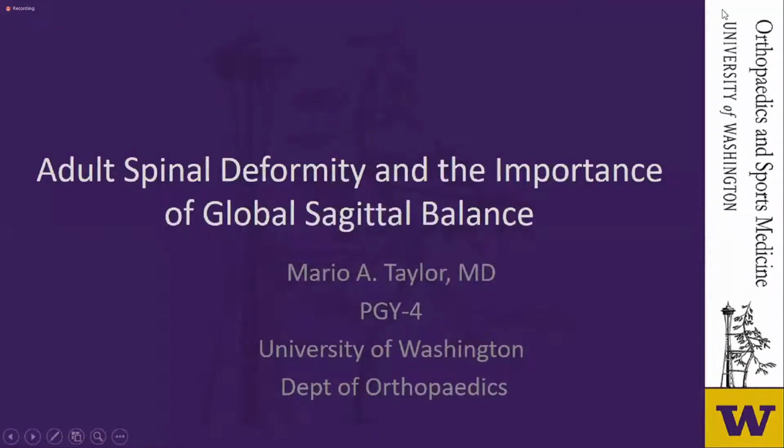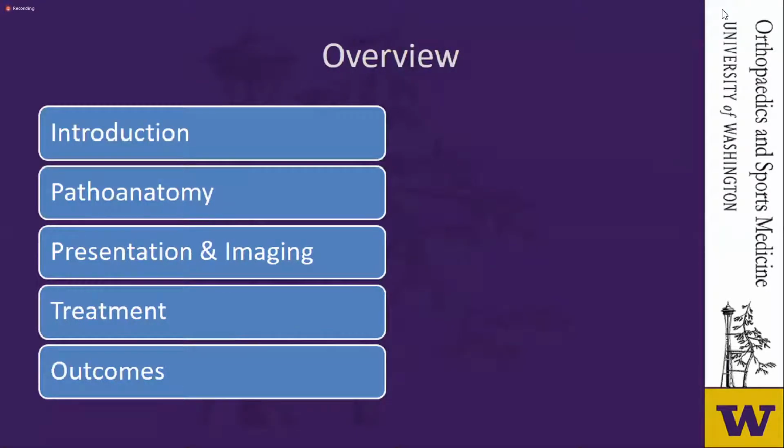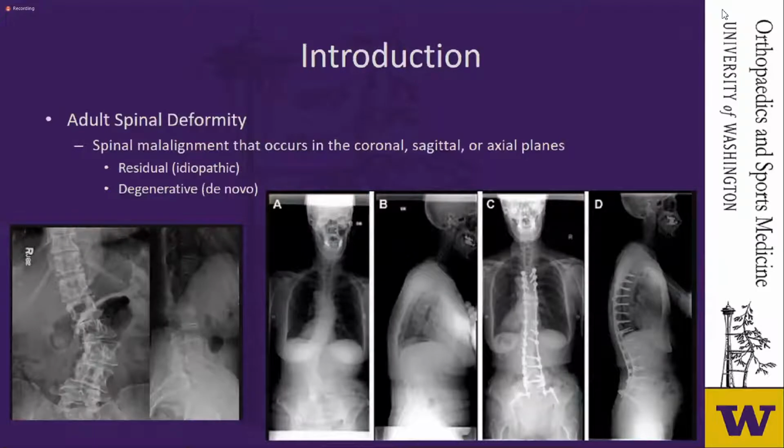Good morning, team. My name is Mario Taylor. I'm currently an R4 here at the Department of Orthopaedics, and this morning I'll be giving my presentation on adult spinal deformity and the importance of global sagittal balance, followed by a presentation mainly on proximal junctional kyphosis by Dr. Zhou. To start off, I have no disclosures. In this presentation, I'll be giving a brief introduction, going over pathoanatomy of adult spinal deformity, as well as patient presentation, some key imaging, treatment, as well as outcomes.